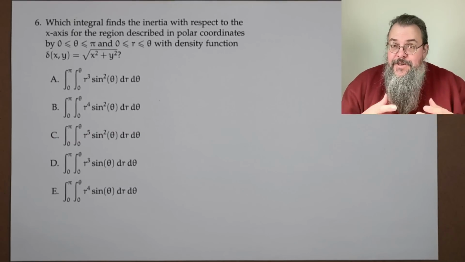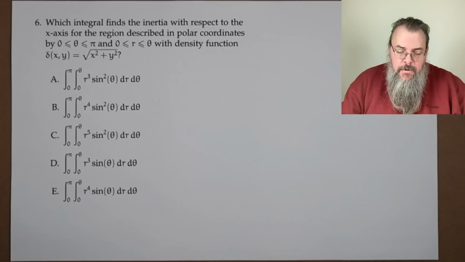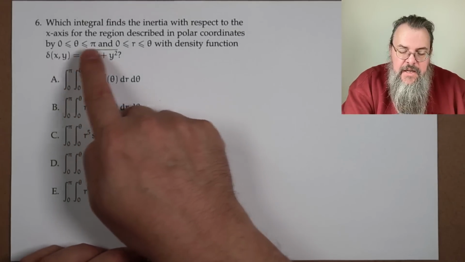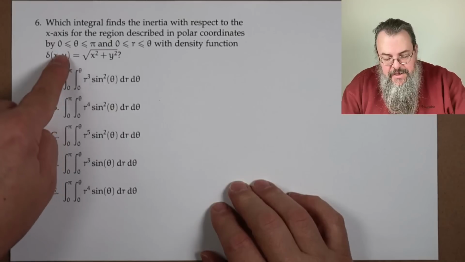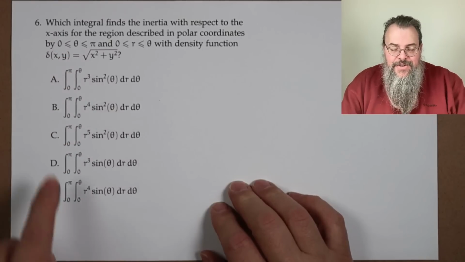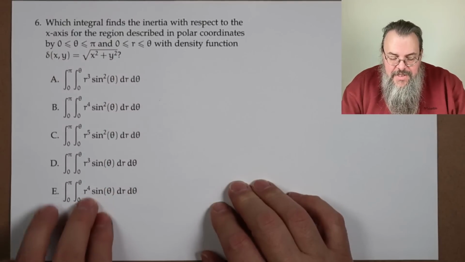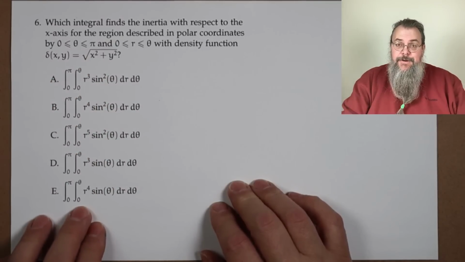Which integral finds the inertia with respect to the x-axis for the region described in polar coordinates by theta goes 0 to pi and r goes 0 to theta? Now, if you're panicking about the bounds, notice that all the bounds match. So this is not a bounds question. It's about what's on the inside. So we have all these little pieces here floating around.